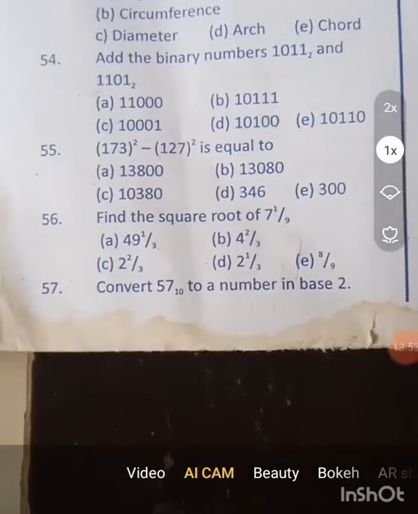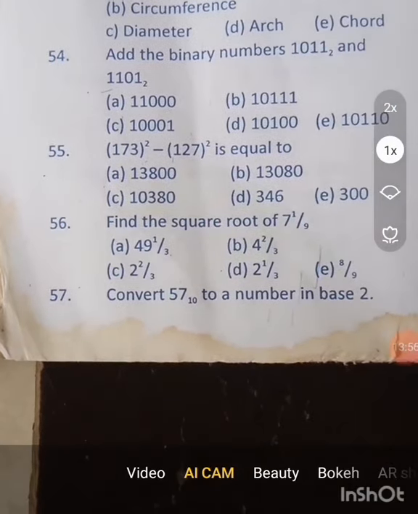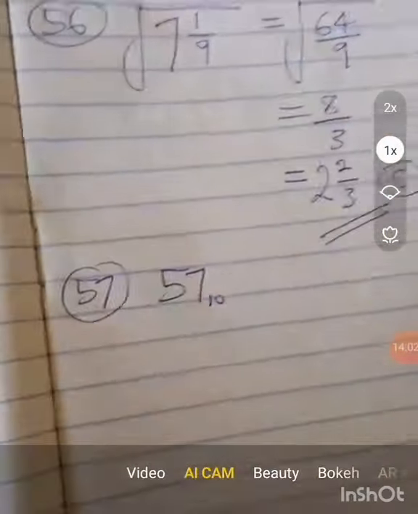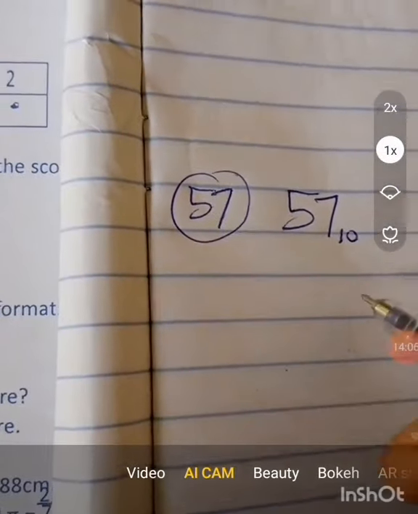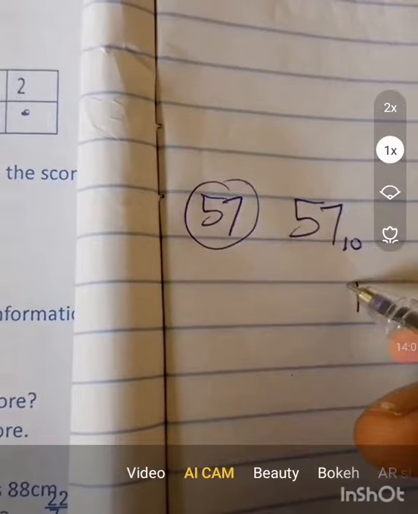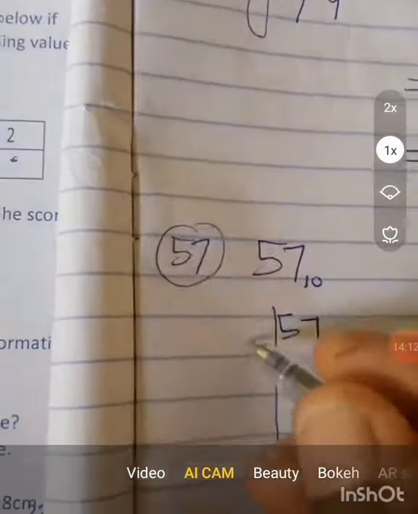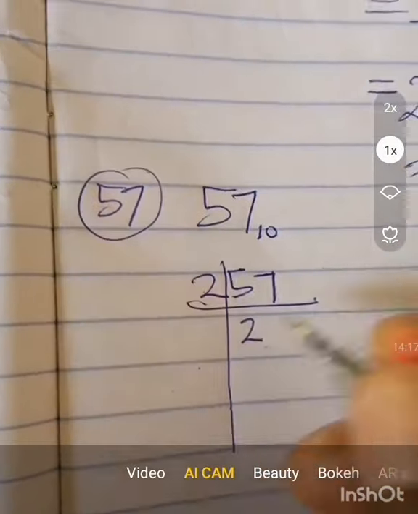Number 57 said, convert 57 in base 10 to a number in base 2. So we are converting from base 10 to other bases. We are converting from base 10 to base 2. So what we simply do is very simple. We use a continuous division. 57, so we use 2 now. 2 goes into 5, we have 2, remainder 1.